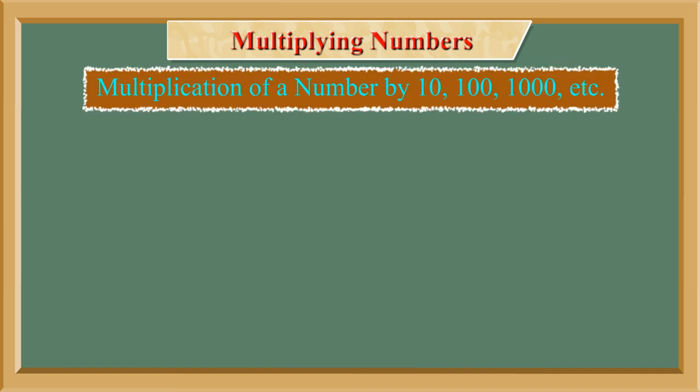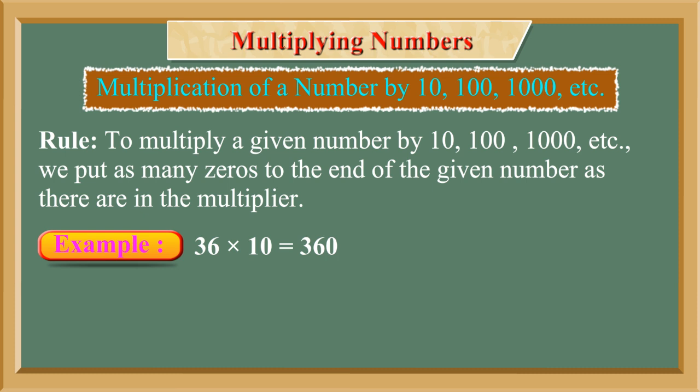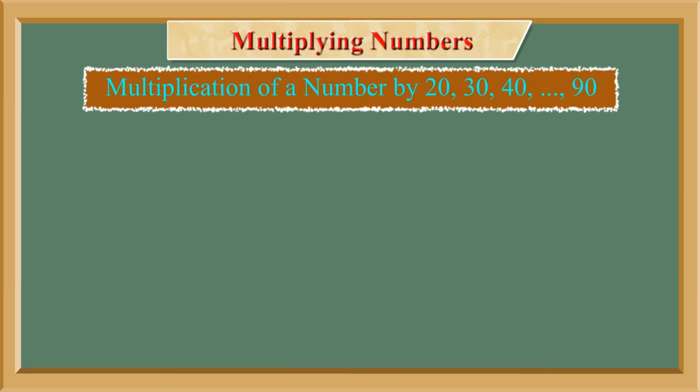Multiplying numbers. Multiplication of a number by 10, 100 and 1000, etc. Rule: to multiply a given number by 10, 100, 1000, etc., we put as many zeros to the end of the given number as there are in the multiplier. Example, 36 multiplied by 10 is equal to 360. 36 multiplied by 100 is equal to 3600. 36 multiplied by 1000 is equal to 36,000, etc.